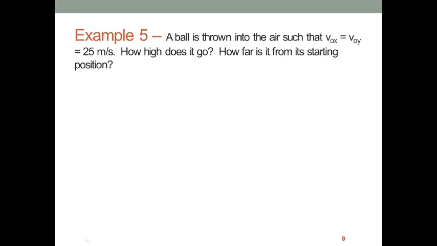Next, I'm going to look at the fifth and final example for 2D projectile motion. Here we have a ball thrown into the air such that V0x and V0y are both 25 meters per second. We want to know how high does it go and how far is it from its starting position.